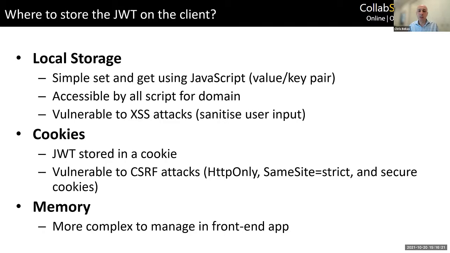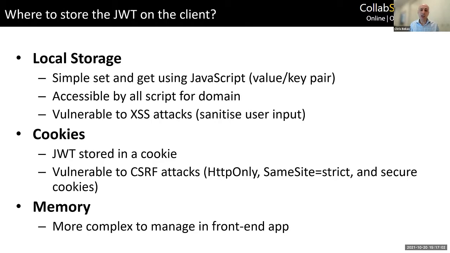Local storage is a pretty simple kind of API provided by the browser. It lets you set and get key value pairs within the browser. It is, however, accessible by all JavaScript running for your domain, and that tends to make it vulnerable to cross-site scripting attacks. So it is important to sanitize the user input to mitigate against those attacks. The second place to store a JWT, which is quite common, is in cookies. In this scenario, the JWT is stored inside a cookie on the browser.